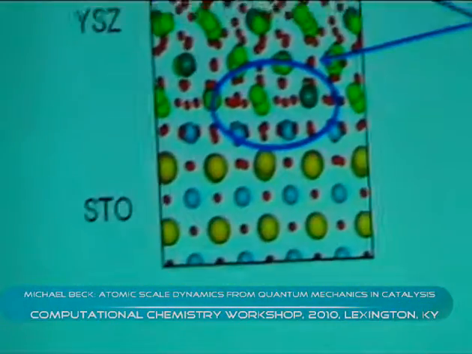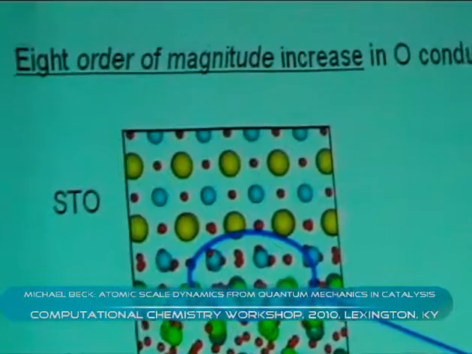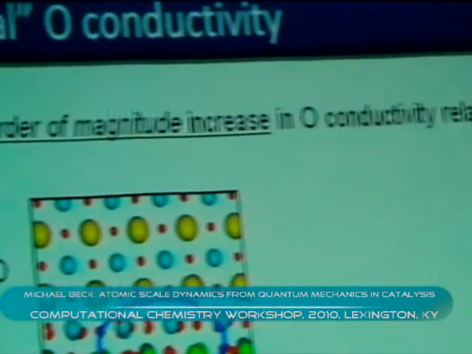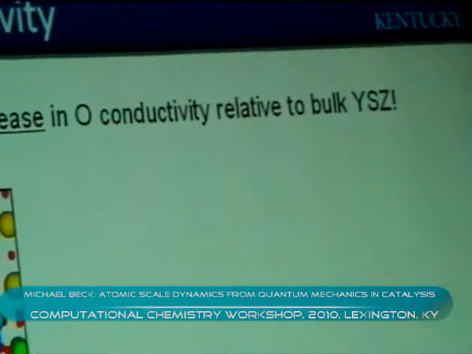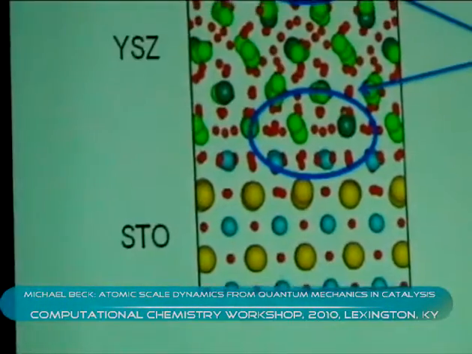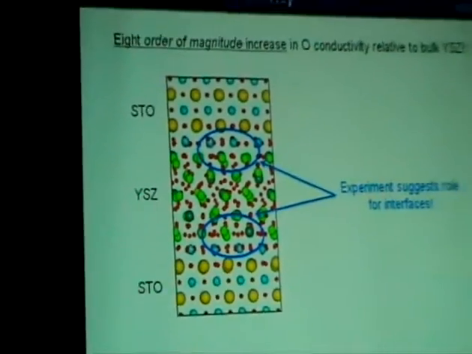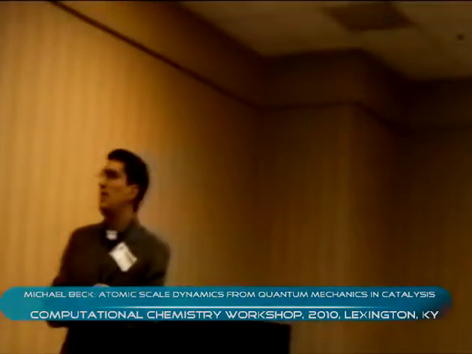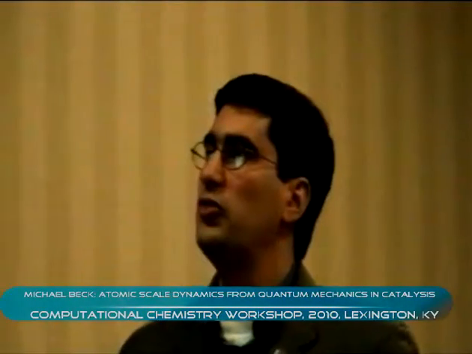I want to talk about oxygen conductivity in solid oxide fuel cells. Yttria stabilized zirconia, YSZ, is a classic electrolytic solid for oxygen diffusivity. And recently, collaborators I work with at Oak Ridge reported experimentally the observation of, and no, this is not a misprint, an 8 order of magnitude increase in oxygen conductivity in multi-layered strontium titanate yttria stabilized zirconia layers.